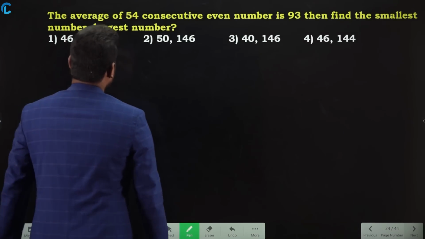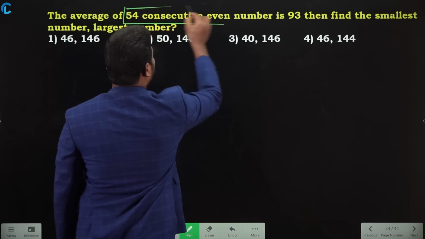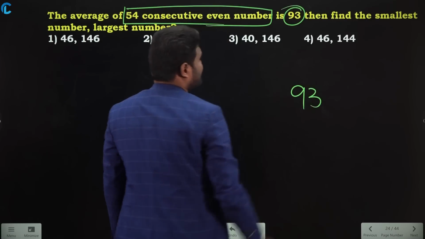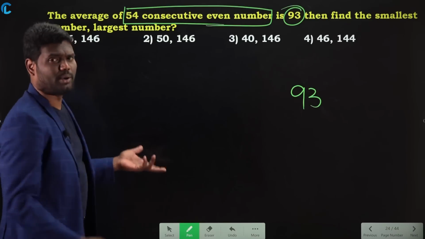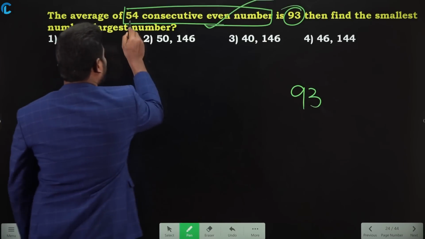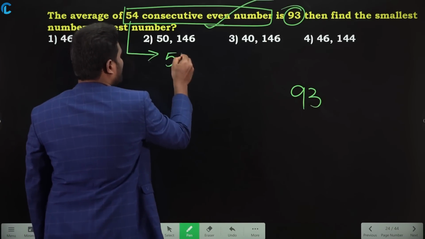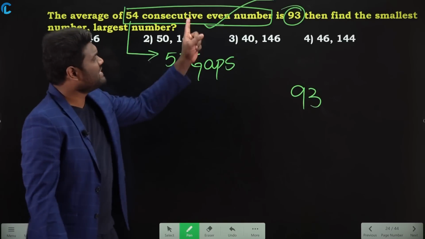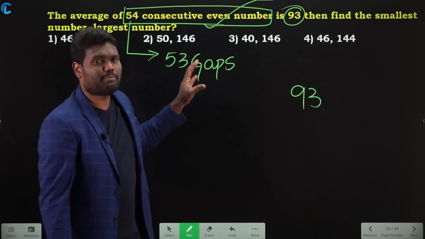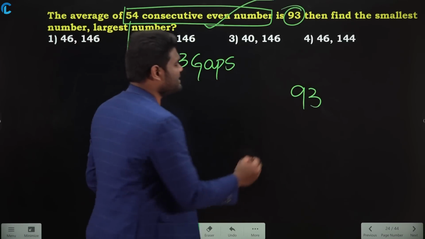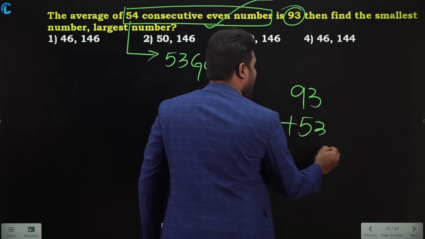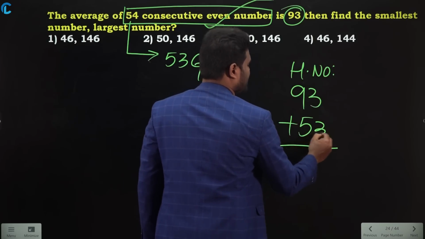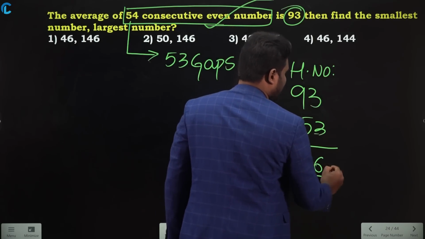Next question, the average of 54 consecutive even numbers is 93. So the average is 93. They are asking to find the smallest number and largest number. Very simple, as the question is about even numbers, for 54 consecutive numbers, the number of gaps is nothing but 53 gaps. I told you whenever it is even numbers or odd numbers, if they ask you to find the highest number, directly add the number of gaps. As it is 53, directly add 53 to get the highest number. Yes or no? 93 plus 53 is how much? 146. So the highest number is 146.